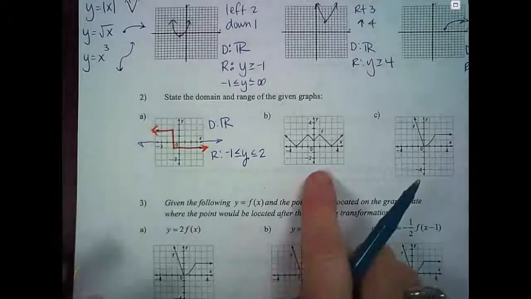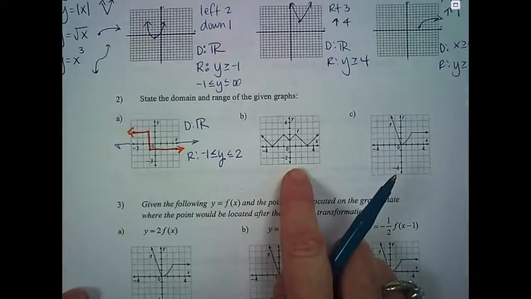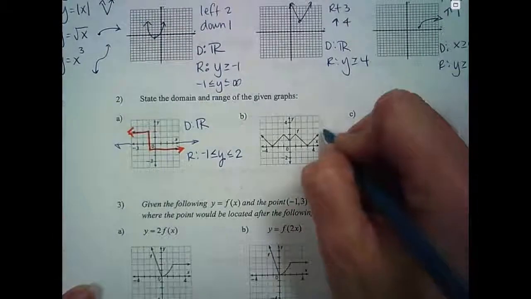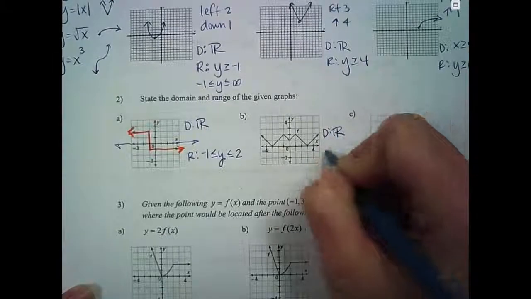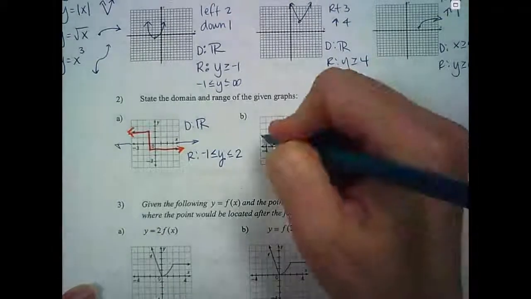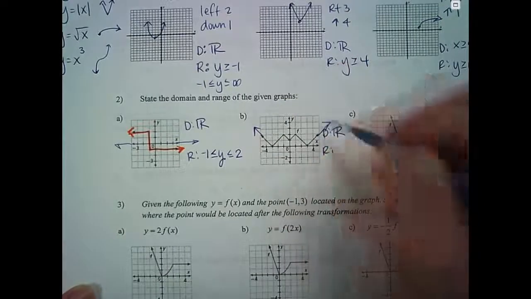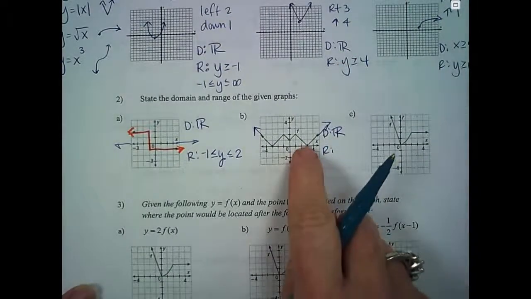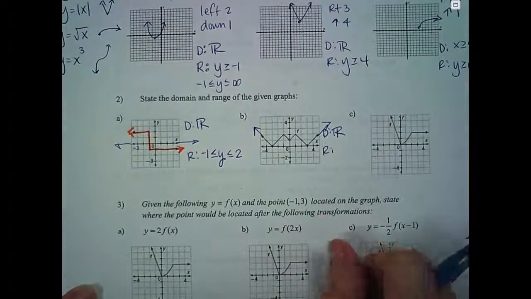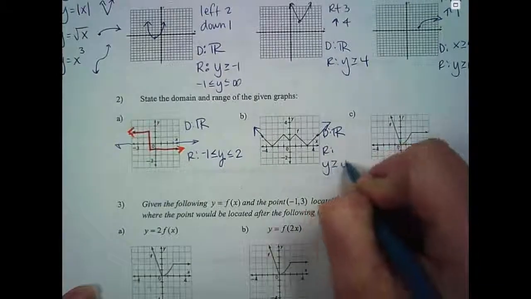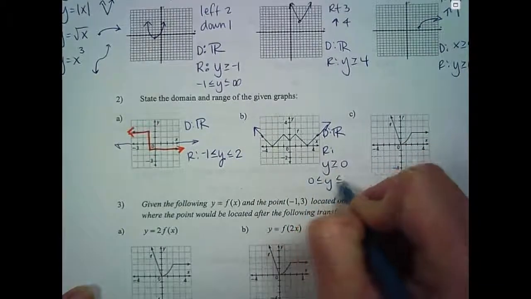Okay, I'm going to do B with you. If you look at the picture then, the domain is all real numbers again. And the range, okay, it's kind of tricky because of the arrows. So I'll notice that. So the range is from 0 and greater. So y is greater than or equal to 0, or you can write it like this.